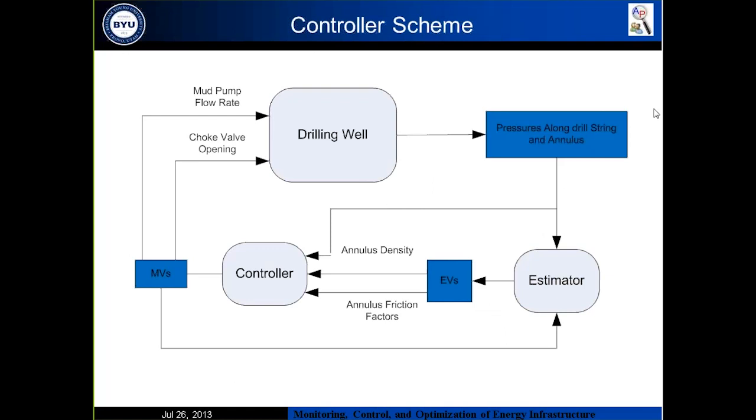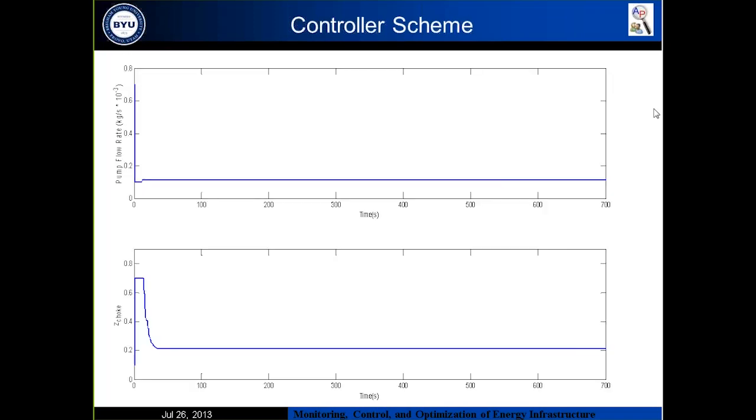So this is the structure of my controller. I have my drilling well, and the inputs of it are the pump flow rate and choke valve opening. And it gives me the pressures along the drill string and annulus, and these pressures, along with the manipulated variables, go into the estimator, and it finds the values for annulus density and also annulus friction factor, and they go as input into the controller with the pressures again, and the controller decides the best manipulated variable values.